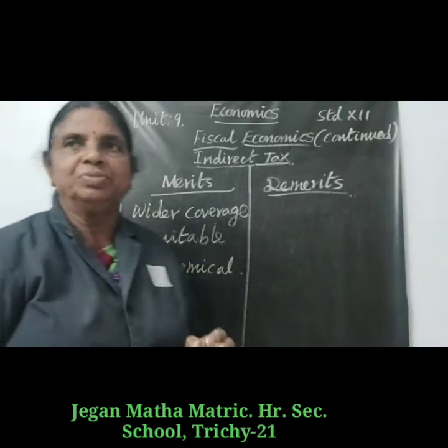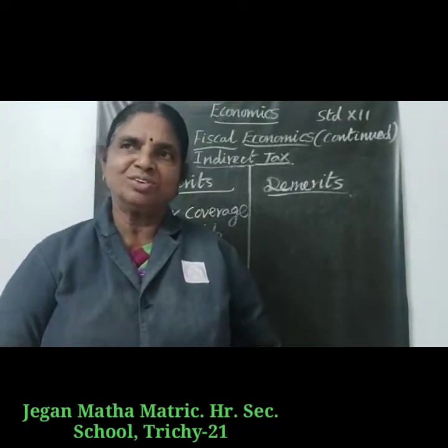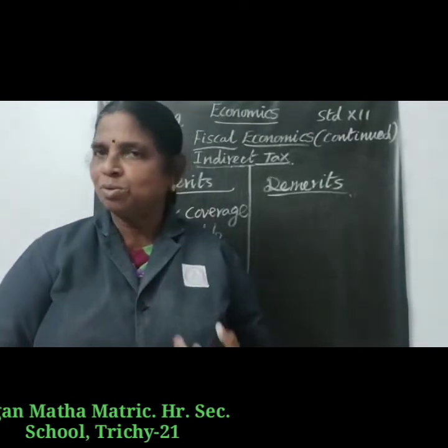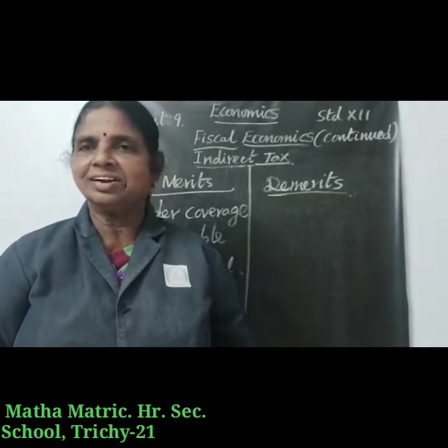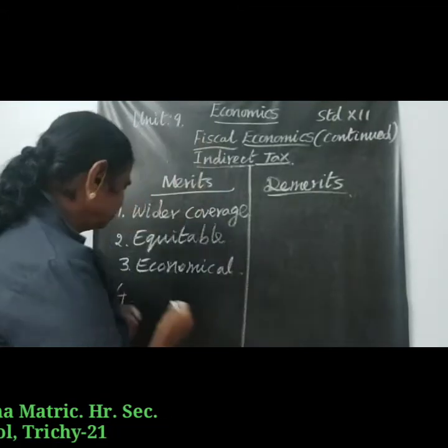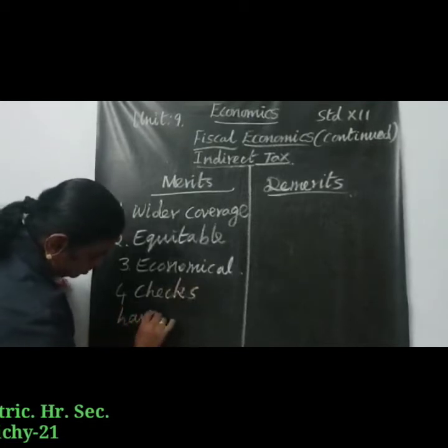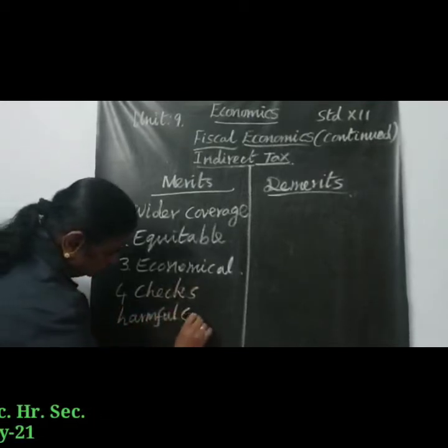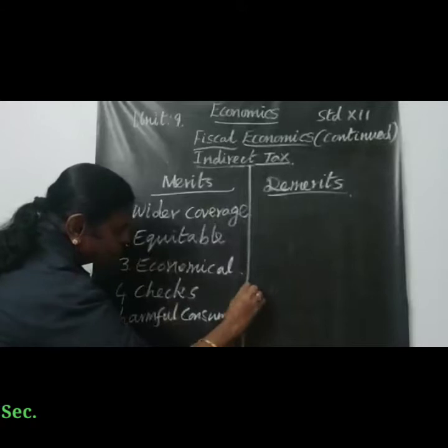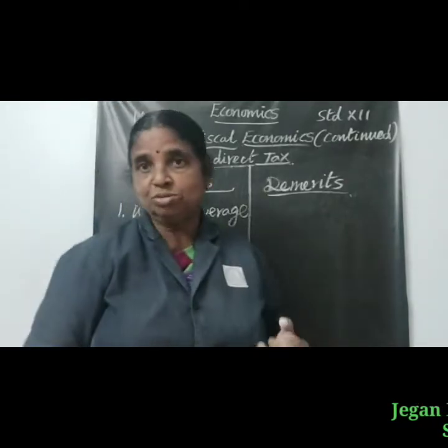And fourthly, checks harmful consumption. The government imposes indirect taxes on those goods which are harmful to health, for example, tobacco, liquor, cigarettes, etc. They are known as sin taxes. So they have to pay a large amount of indirect tax on tobacco, liquor and so on.